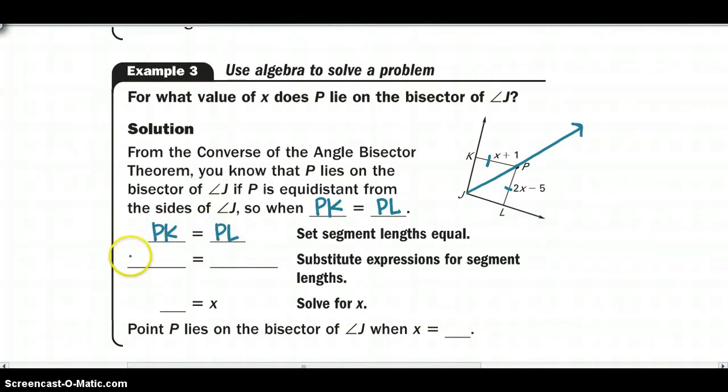So we can say x plus 1 is equal to 2x minus 5. So if I subtract x and I add 5, I come out with x is equal to 6. So if point P lies on the angle bisector of angle J, then we know that x equals 6.